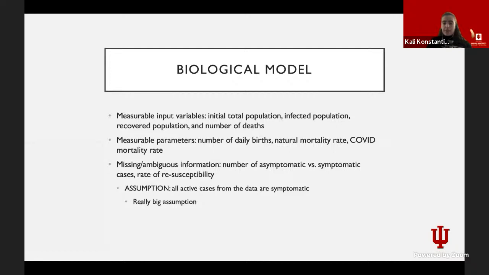So an assumption that I made when modeling, which might not be the correct assumption, probably not the correct assumption, is that all the active cases in the data are symptomatic, which once again is a really big assumption, somewhat justified by the fact that in general, especially in the early stages of the pandemic, people were generally discouraged from being tested unless they had symptoms. So it might be the case that most of the active cases are symptomatic, but again, that's an assumption that I do want to point out.